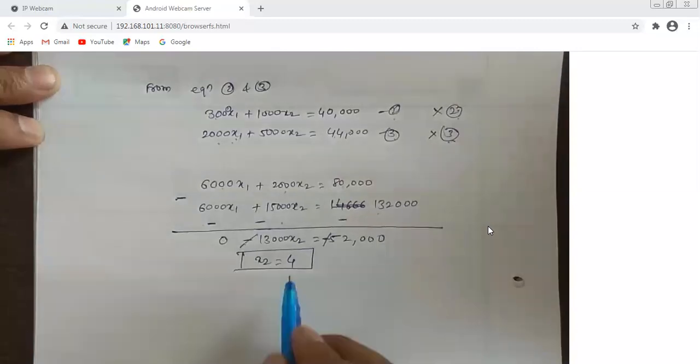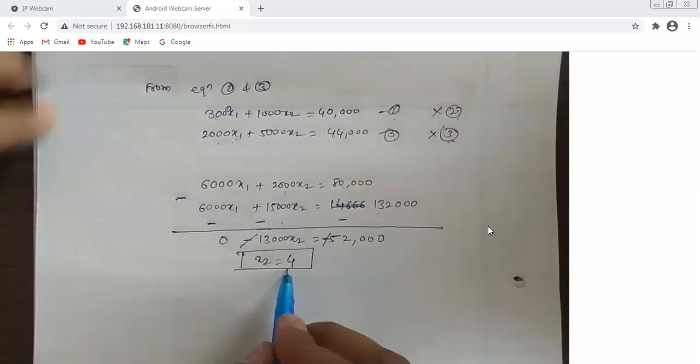Once we get the value of x2, we have to put this value in either equation, any one equation.